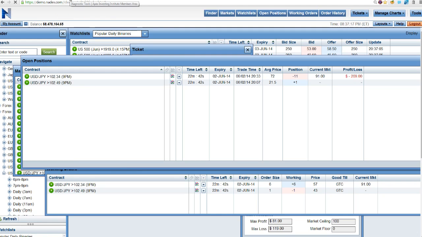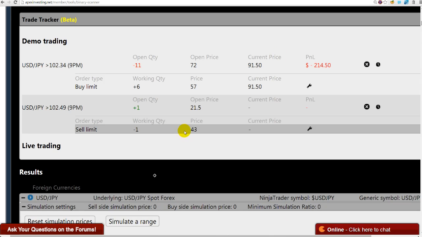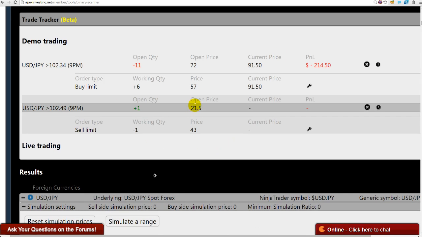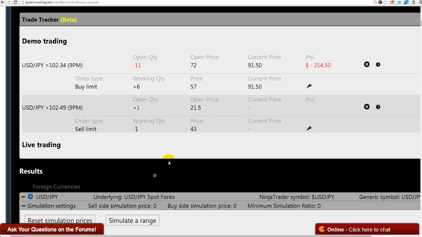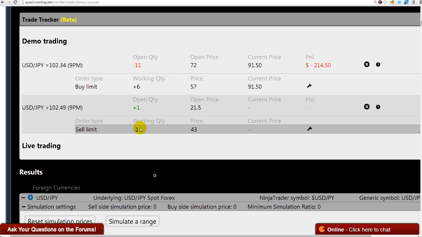When the position reaches your target, is your position automatically covered, or do you have to place an order? So Wendy, if you put in a buy, as an example, I bought this one at 21.50 to sell at 43. If the market gets up to basically 102.49, it'll close out that position at 43 automatically. So I already have a working order to get out.